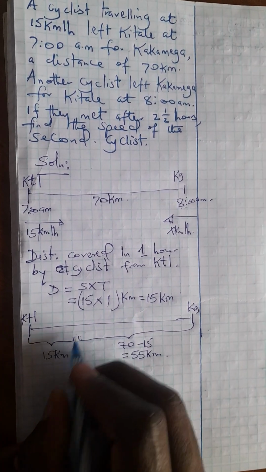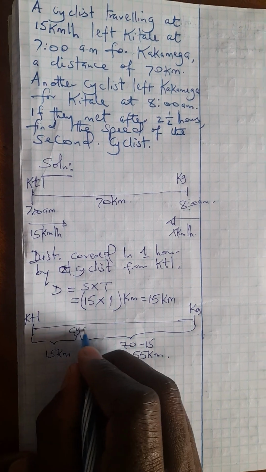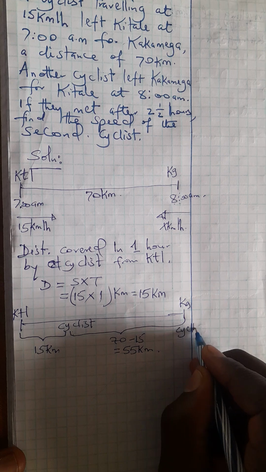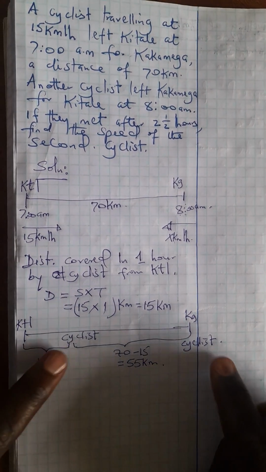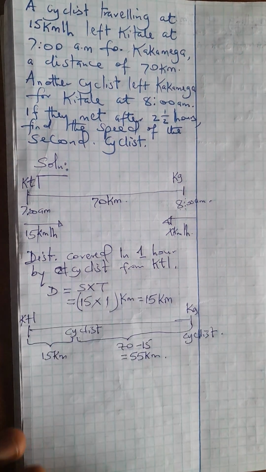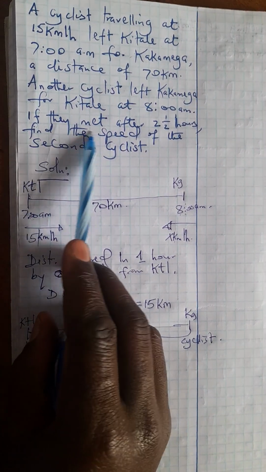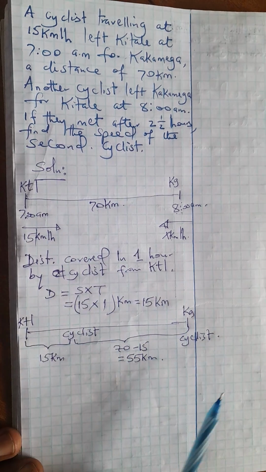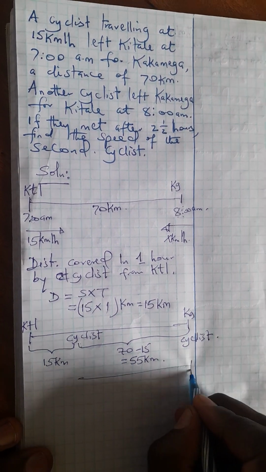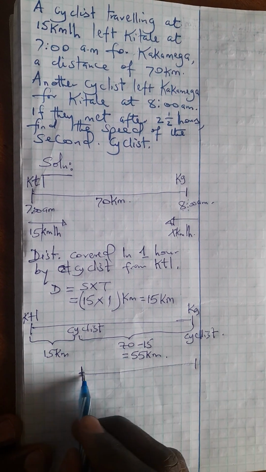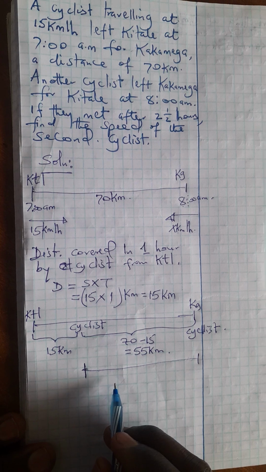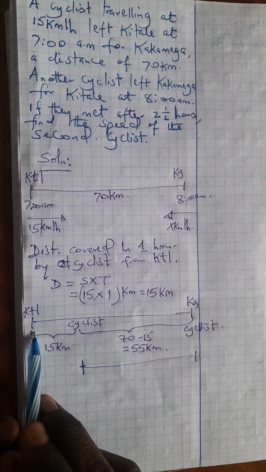So the cyclist from Kitale is here, and the cyclist from Kakamega is here. So they have 55 kilometers in between them. They are going to meet somewhere along the way. But we've been told they met after 2.5 hours. Remember, the amount of time that is going to be taken in 55 kilometers, we exclude 1 hour that has been used here.